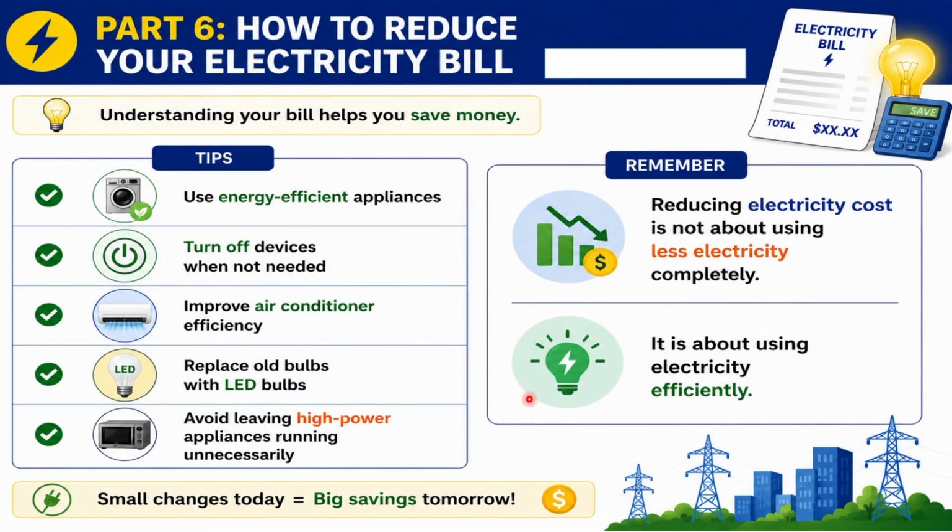And how do you reduce your electricity bill? The best ways to reduce your electricity bill are to use energy saving appliances, turn off devices when they are not needed, improve air conditioner efficiency, replace old bulbs with LED bulbs, and avoid leaving high power appliances running unnecessarily. And it's also important to know that doing just these little things is going to impact your bills massively.